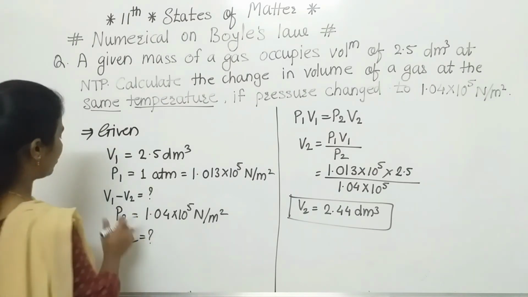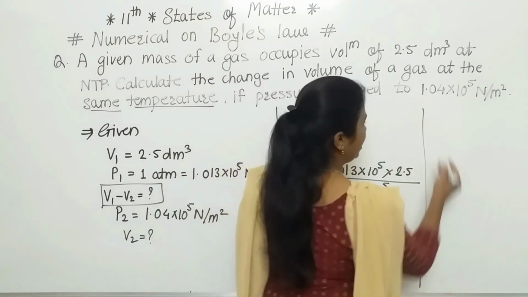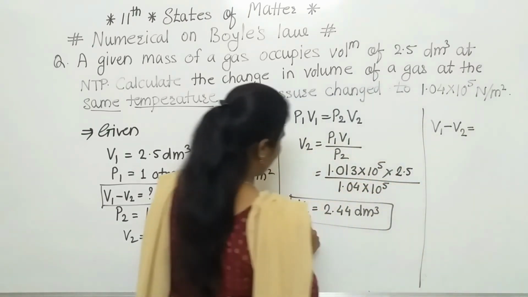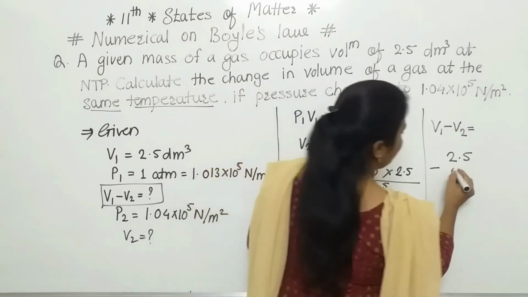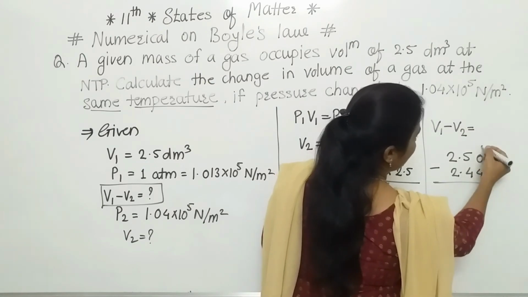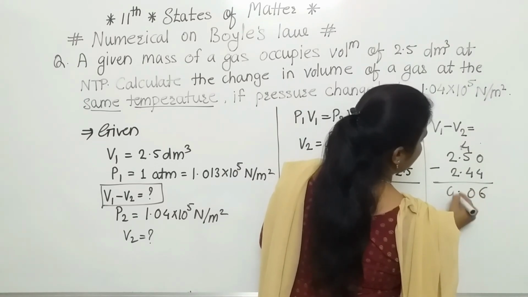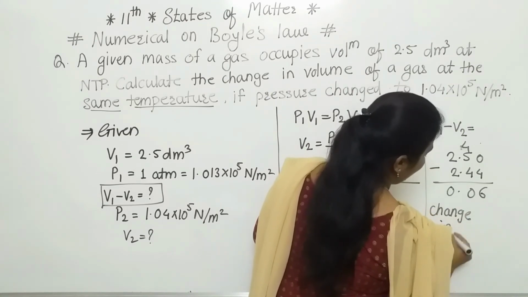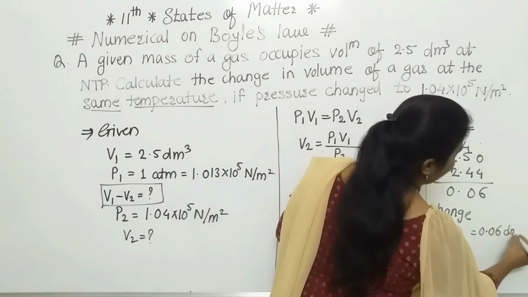Now it's time to calculate the change in volume. The change in volume is nothing but the initial volume minus the final volume. As we know, the initial volume is 2.5, the final volume is 2.44. After subtraction, 10 minus 4 is 6, 4 minus 4 is 0, so the change in volume is equal to 0.06 decimeter cube.